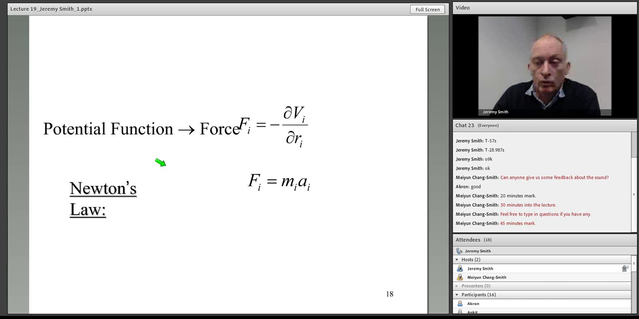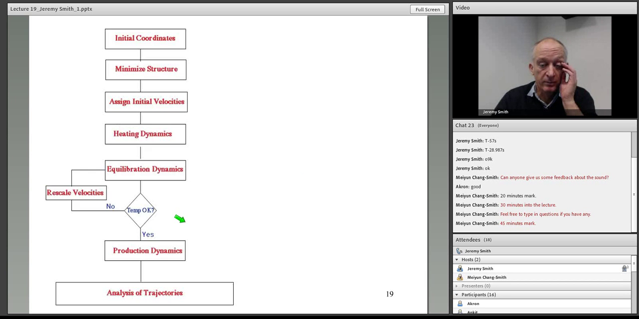So, what do we do with our potential function? Well, the molecular dynamics method involves calculating the forces by differentiating the potential energy and then applying Newton's law of motion to calculate the accelerations effectively. One then builds up trajectories from which one calculates the correlation functions that are needed.